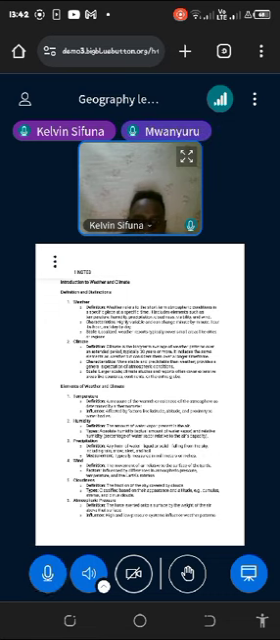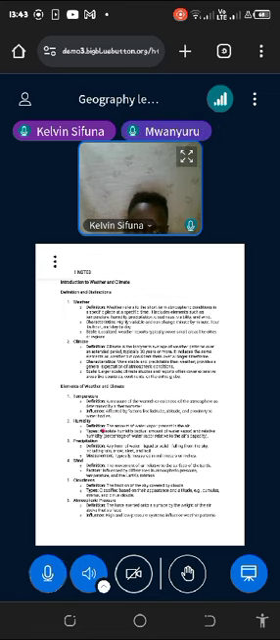And again, we look at the elements of weather and climate. The first element is temperature. Temperature is a measure of warmth or coldness of the atmosphere as determined by a thermometer. The influence of temperature affects factors like latitude, altitude, and proximity to water bodies.